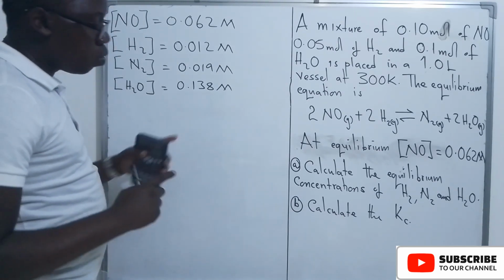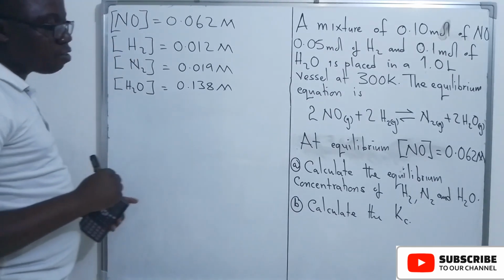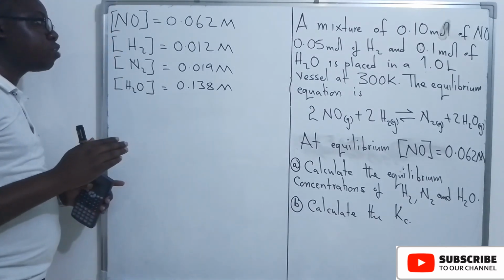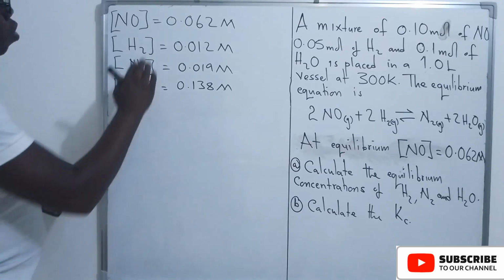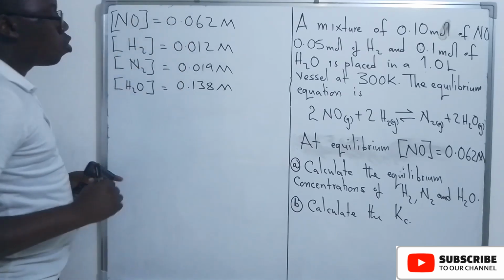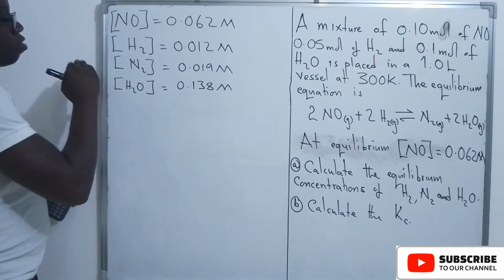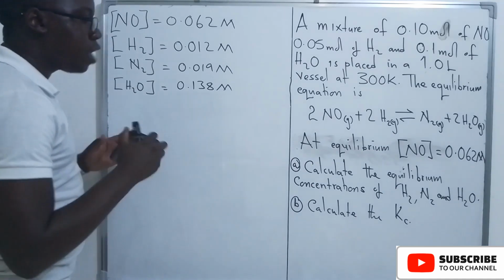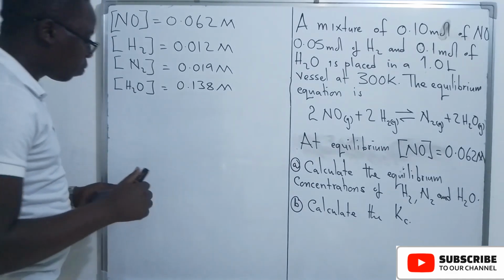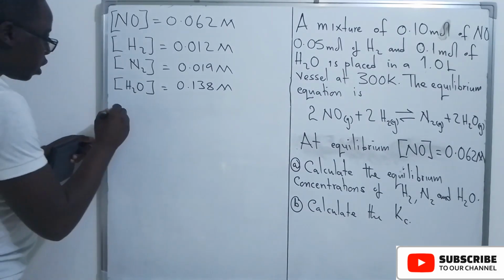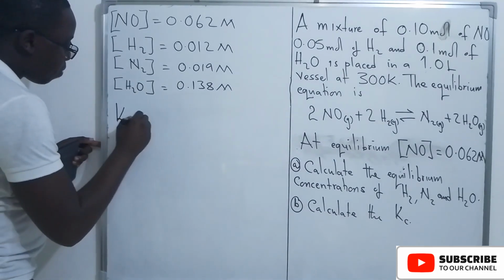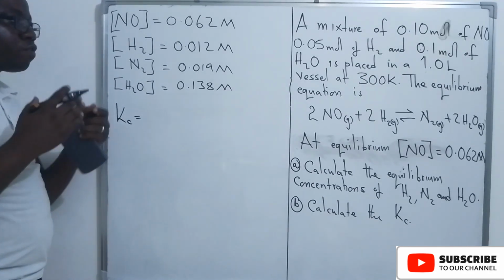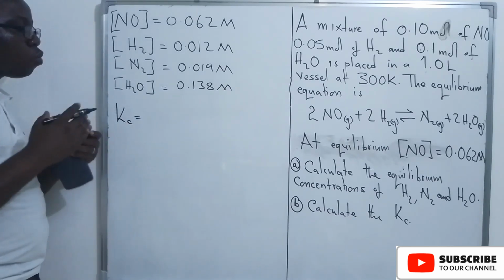Let us look at now the B question, which is asking us to calculate the Kc. Now, for us to calculate Kc, we need to have these values which we have tabulated here. That is the concentrations of each and every reactant and product in the equation. After having these, we need now to make the equilibrium expression, remembering that the equilibrium expression starts with the products dividing it with the reactant.